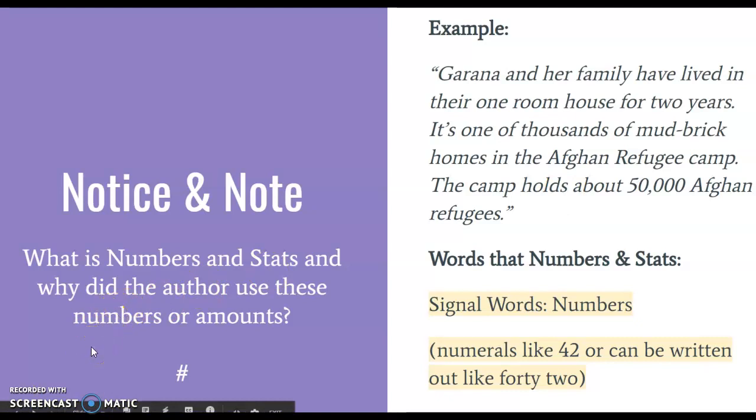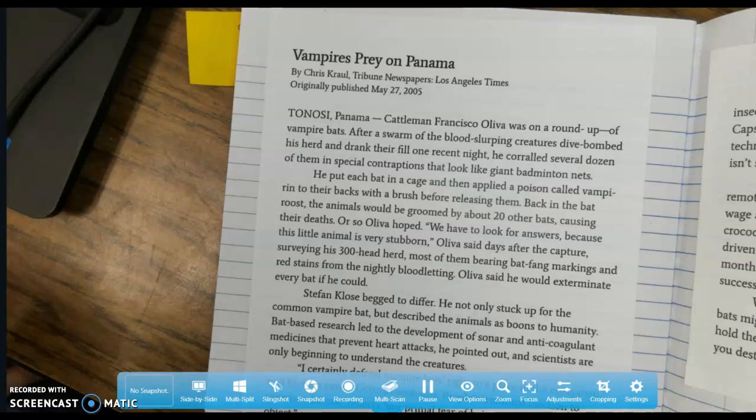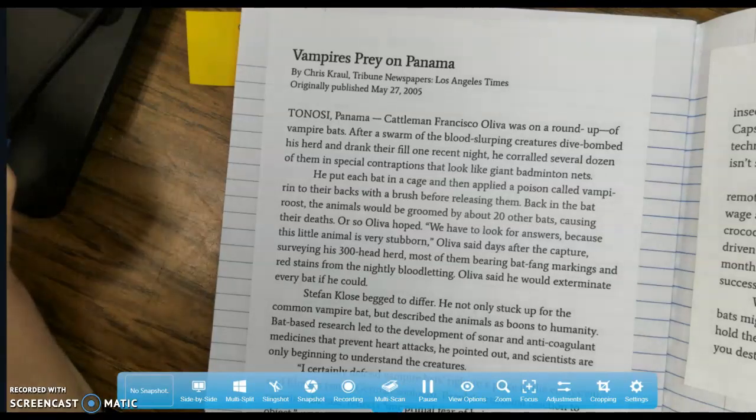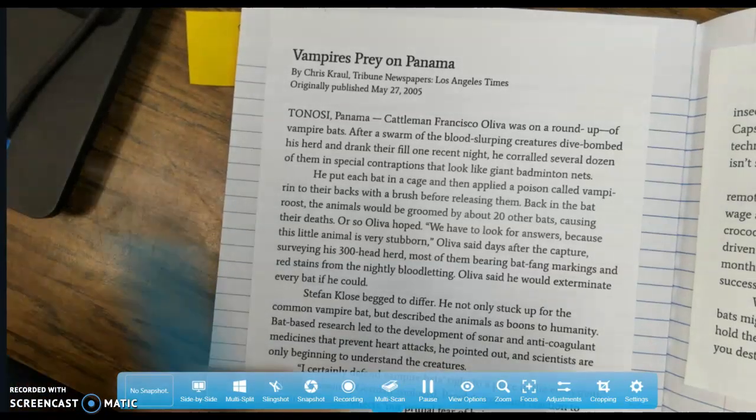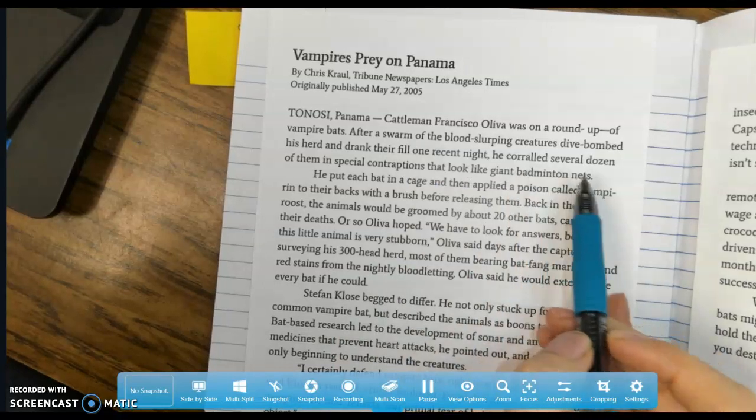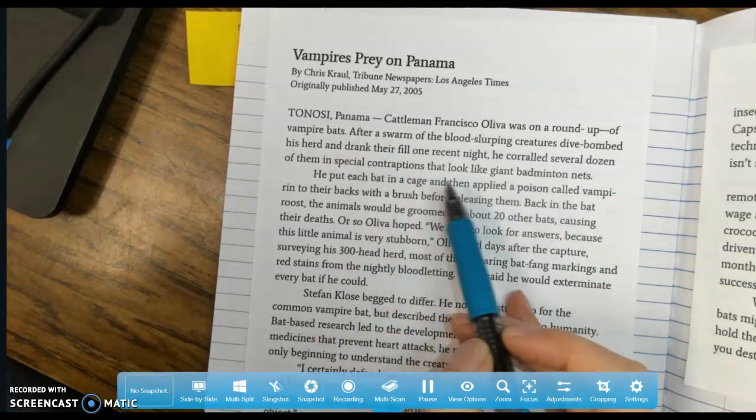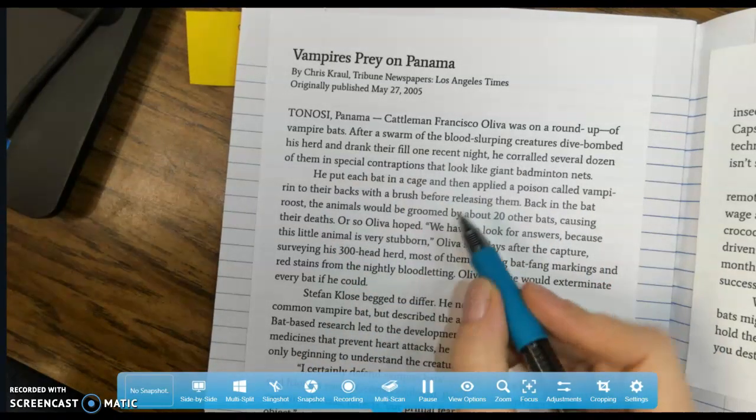What I'd like you to do is to make sure that you can try this on your own. Let's look for numbers and stats in the article Vampire Preys on Panama. Alright, as you see, I'm ready to go ahead and try finding numbers and stats and analyzing them on my own in Vampire Preys on Panama. So I begin reading, and I look for the first numbers or stats that stand out to me.